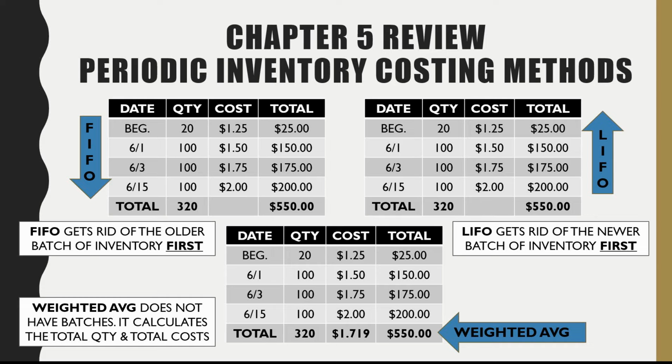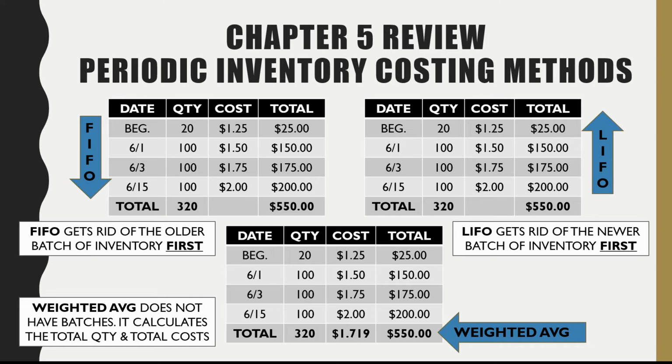LIFO is the opposite way, right? Instead of going from top to bottom, we're going from bottom and making our way all the way up to the top. Okay. And then, of course, last but not least, weighted average is where we don't care which came first or which batch came last. All we care about is getting our grand total quantity and our grand total cost here. And we're going to take that cost and divide it, spread it evenly amongst the total of core items that we have available to get our average cost per item.